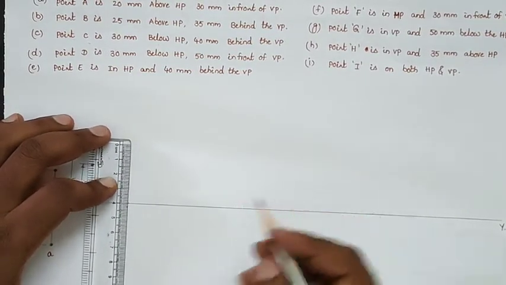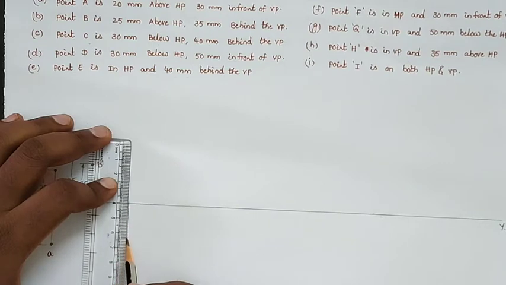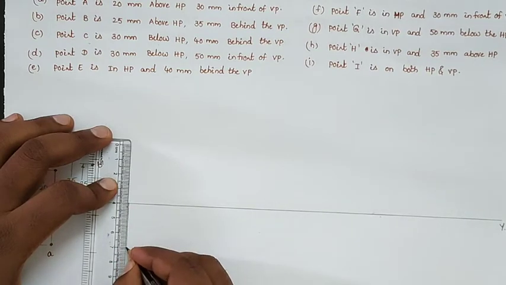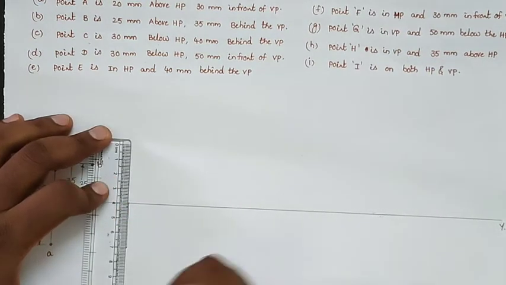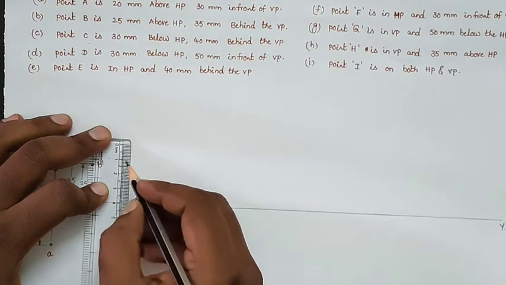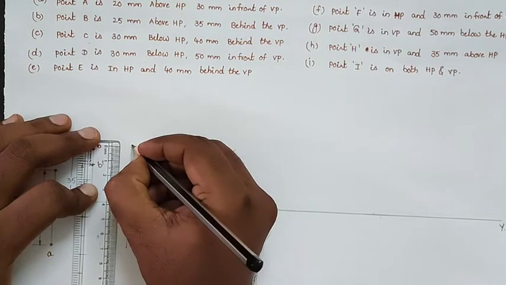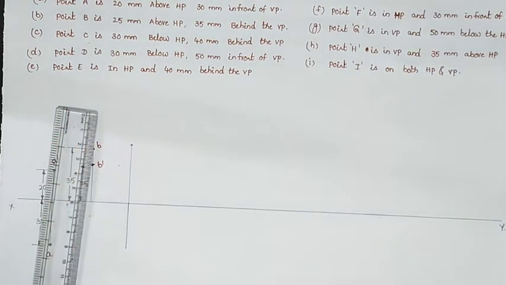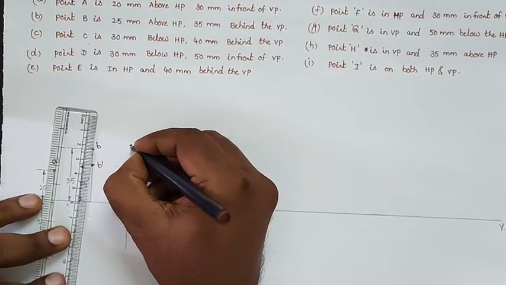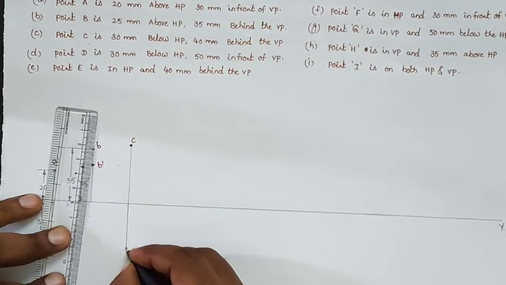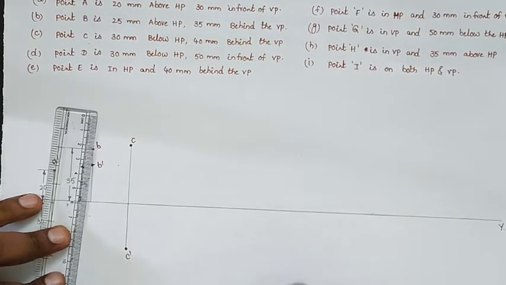Take 30 mm below the reference line and draw the front view. And behind 40 mm, we can take 40 mm behind and we will draw the top view of point C. So the top view of point C is small c and the front view of point C is c dash.